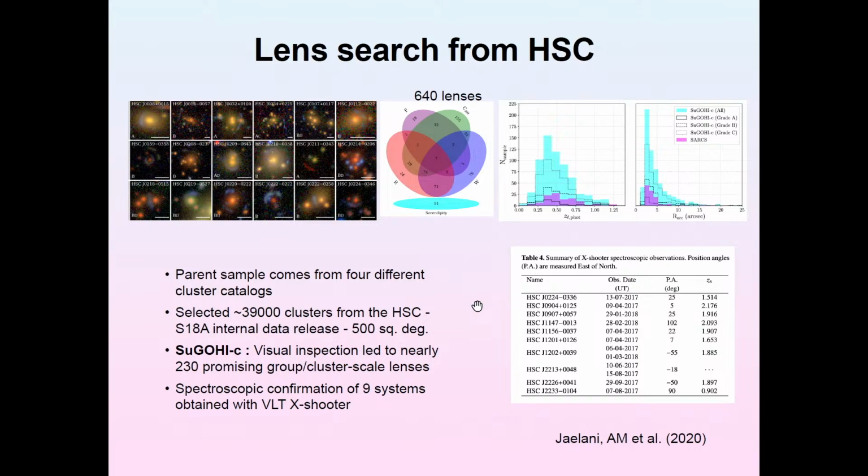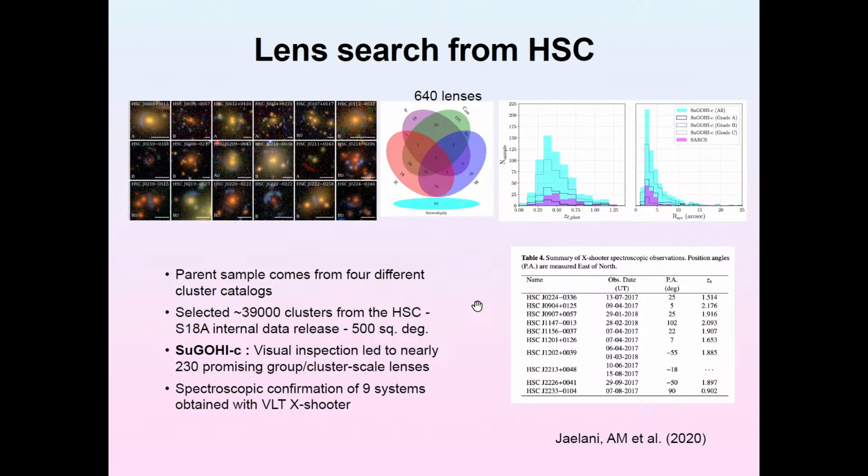For that goal, we have also been looking at searching for these group and cluster scale lenses. This is just pointing out one of the results from the HSC survey collaboration, where we worked with different cluster catalogs and selected some 40,000 clusters on which we then performed visual inspection to select the top 230 promising group and cluster scale lenses. We have also done spectroscopic confirmation for a handful of them.